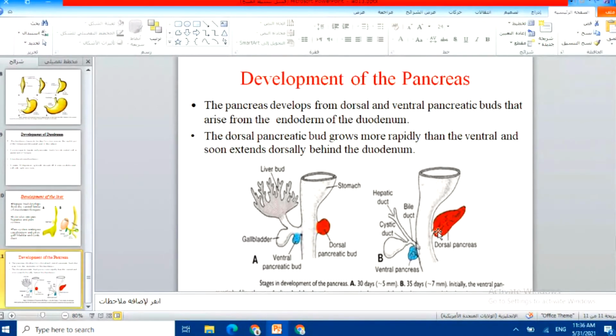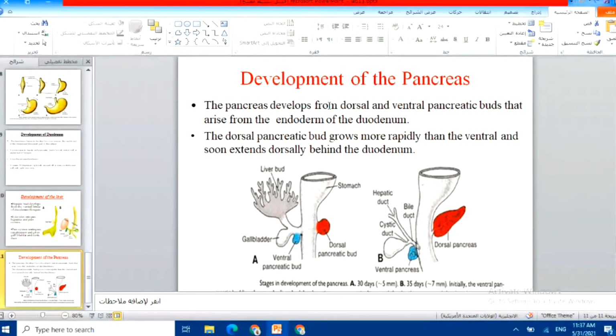What you need to know about this slide is how the pancreas develops. It develops from the dorsal and ventral pancreatic buds. We have two buds now. And all these will arise from what? From the gut. Why? Because it has the endoderm.